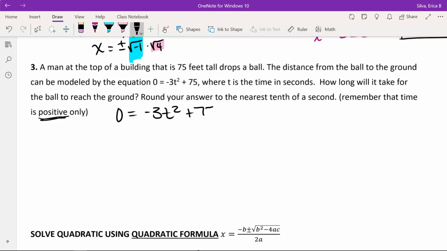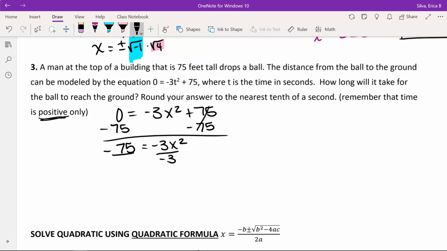3t squared plus 75. If the t bothers you, you can always change it to x. So instead of t squared, we have x squared. Let's subtract 75. And negative 75 is equal to negative 3x squared. Divide by negative 3, and x squared is equal to a positive 25.